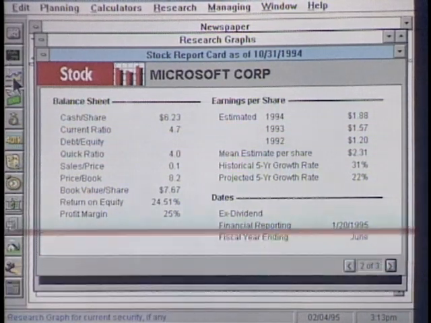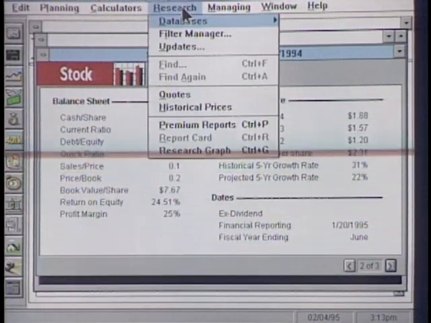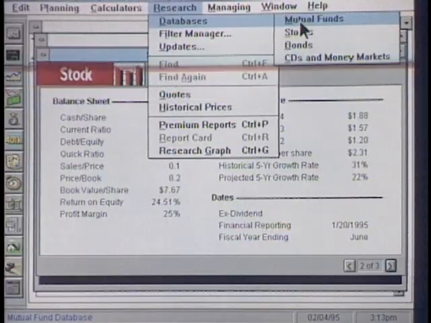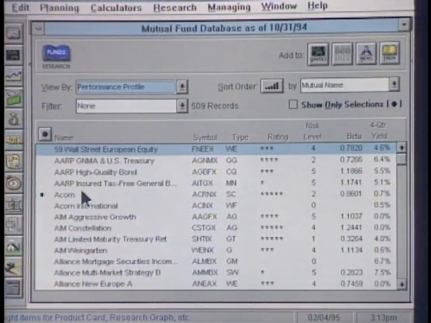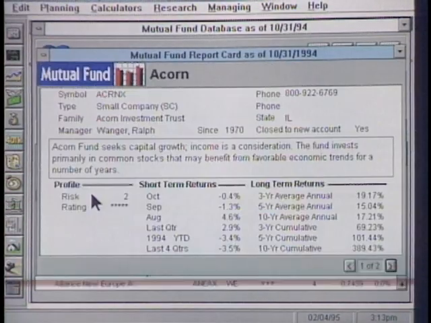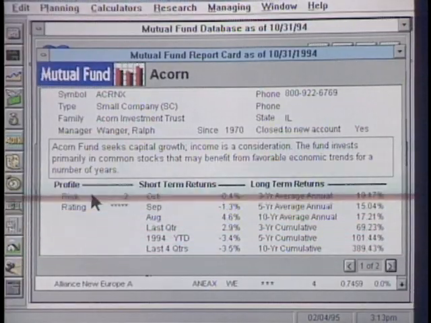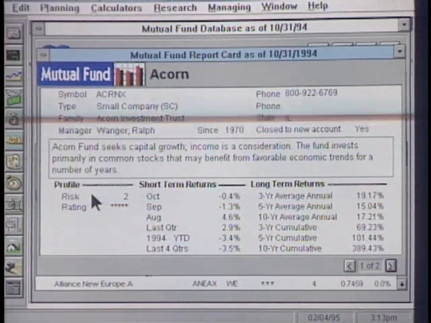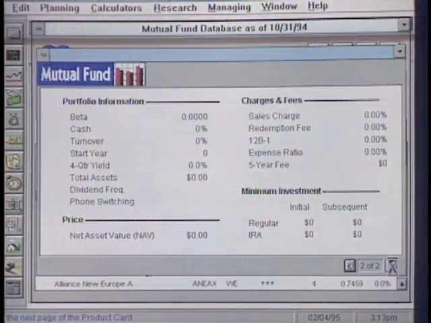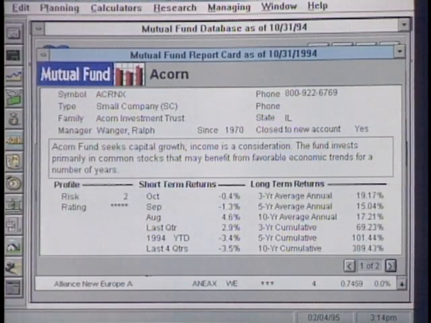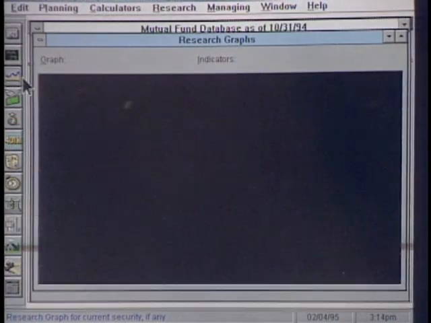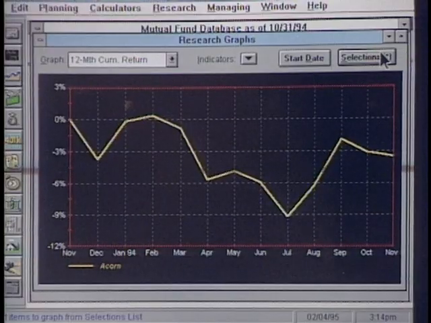What about mutual funds? Can I take a look at the different performance of mutual funds here? Yep, we can go right into the mutual fund database, and here's a specific fund which might be Acorn. This is updated from Morningstar every 3.5 weeks. So automatically you're going to be pulling down the latest information from Morningstar, and it's quite detailed on, for instance, the Acorn fund. And then you can graph it, compare it, and sort it in any which way you might want.